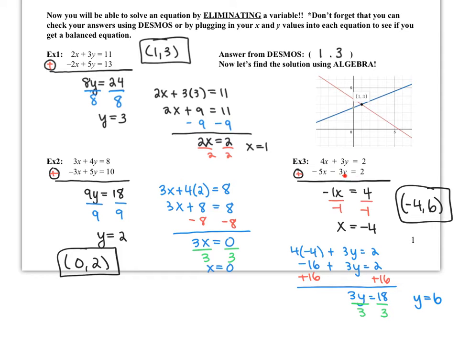Again, I could check my answer by going to Desmos and seeing where these two lines intersect, or I could replace x in both equations with negative 4 and y with positive 6 and make sure they produced two balanced equations.